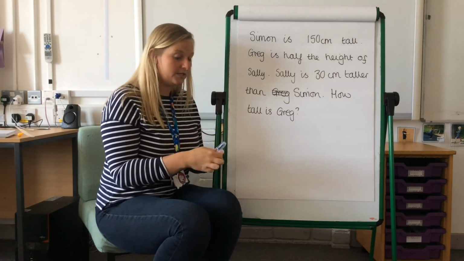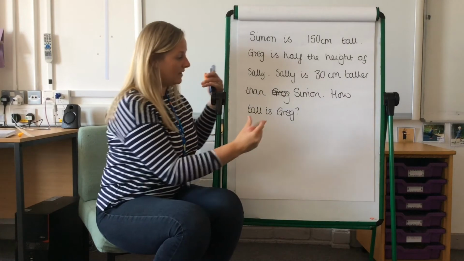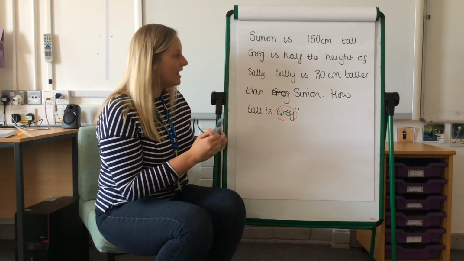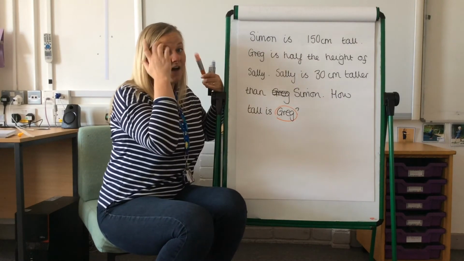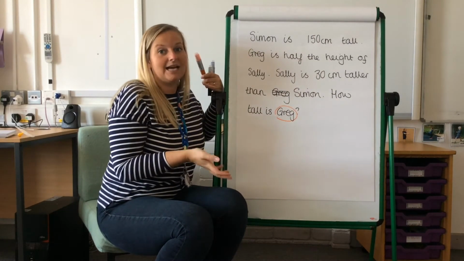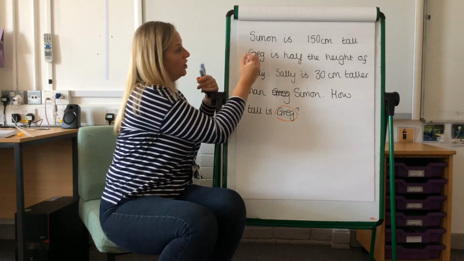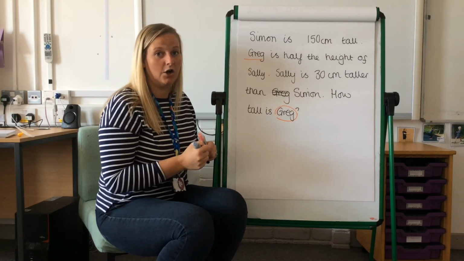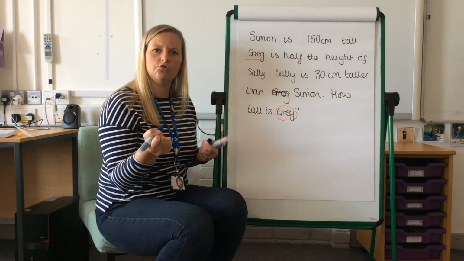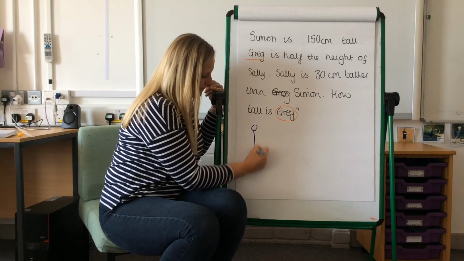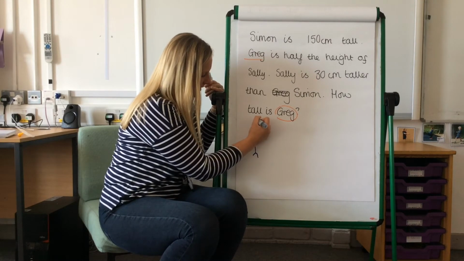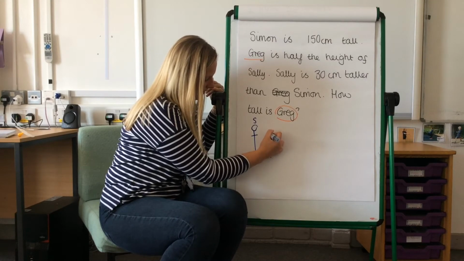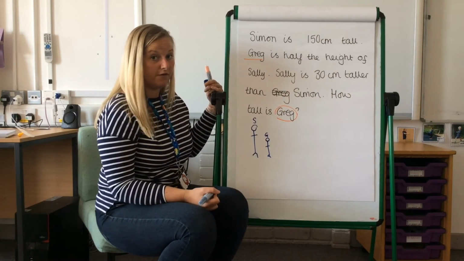I'm going to work backwards, work out what the question's asking me. How tall is Greg? So Greg's really important in this question. I'm going to then go and find the name Greg in the question, because that's who I'm concentrating on. And it says, Greg is half the height of Sally. So if you like drawing, you could put Sally there. Greg is half the height of Sally.